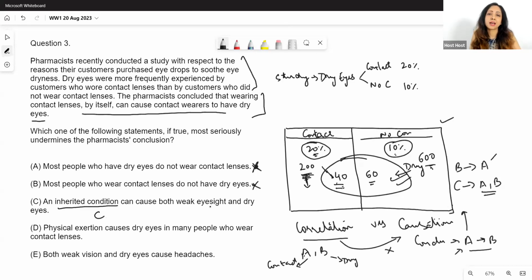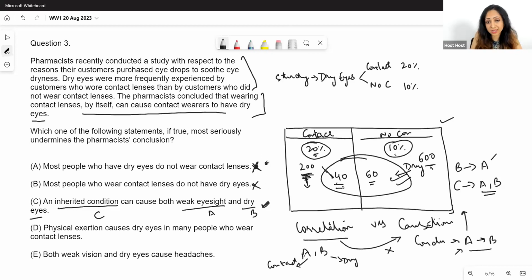This is my C, an inherited condition causing both A and B, both weak eyesight and wearing contact lenses, right? People who have weak eyesight wear contact lenses. So C is the one causing both A and B. Here it certainly weakens my conclusion, right? In fact, the moment I would see this, I would say this is the answer, of course.